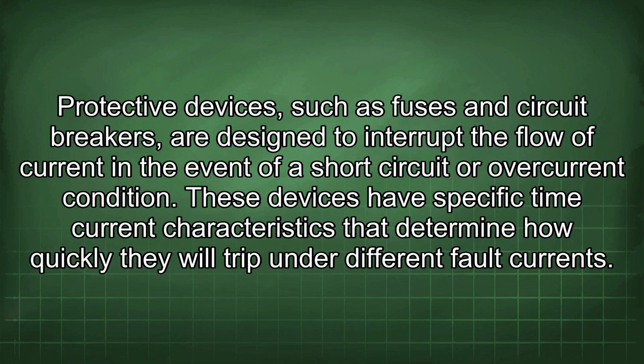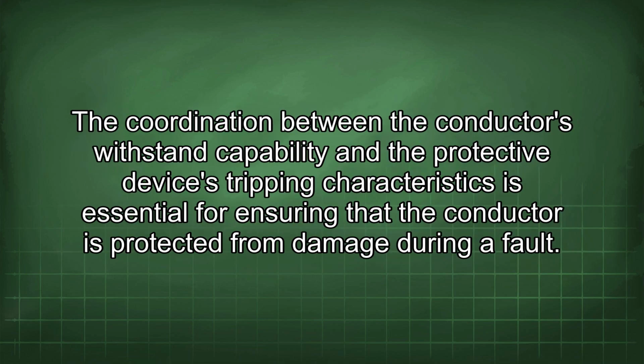Protective devices, such as fuses and circuit breakers, are designed to interrupt the flow of current in the event of a short circuit or overcurrent condition. These devices have specific time current characteristics that determine how quickly they will trip under different fault currents. The coordination between the conductor's withstand capability and the protective device's tripping characteristics is essential for ensuring that the conductor is protected from damage during a fault.